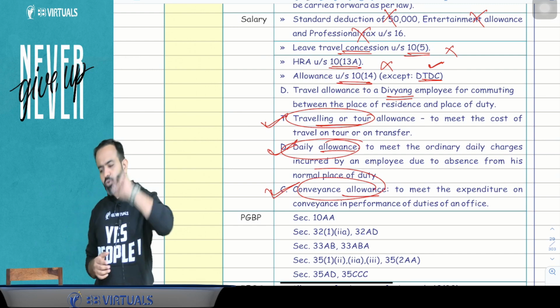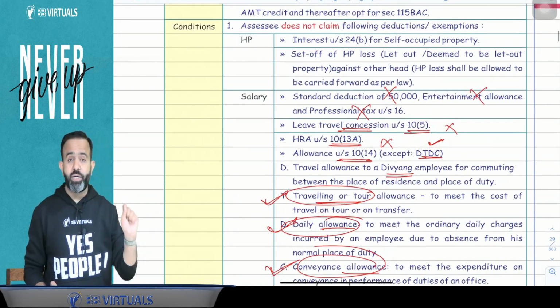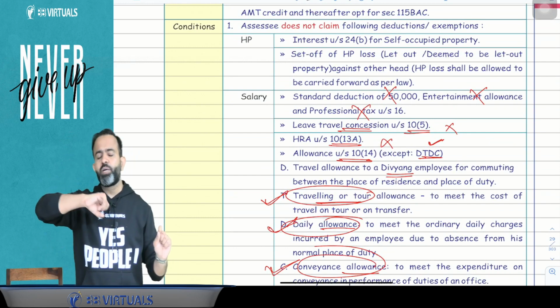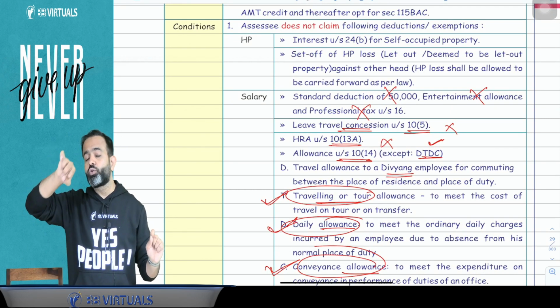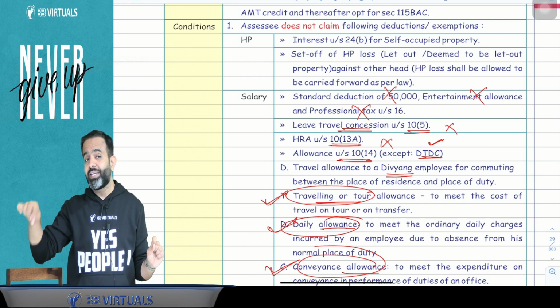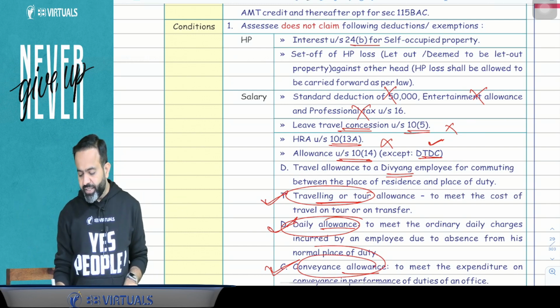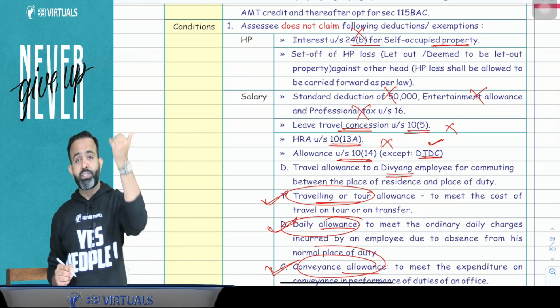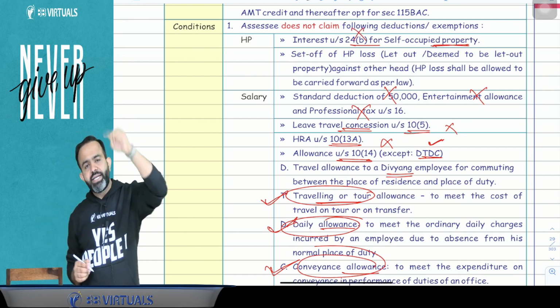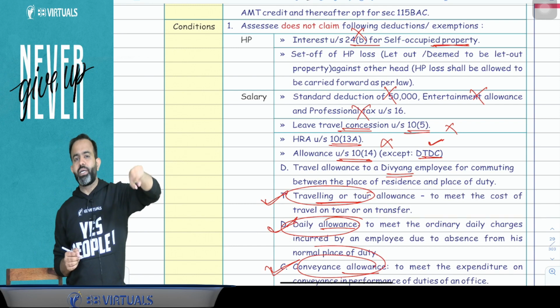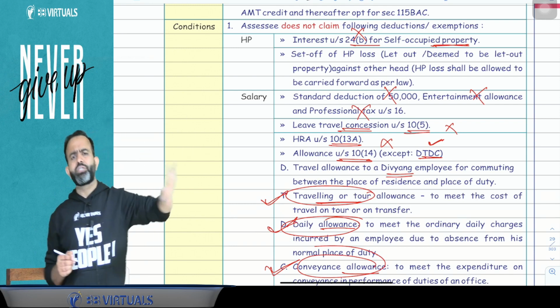Now guys, always remember, under the head house property, in case of a self-occupied property, you know that 30,000 or 2 lakh rupees interest deduction is allowed. That is not allowed here. Under section 24B, in case of self-occupied property, interest deduction is not allowed. But in case of let-out property and deemed let-out property, that is LOP and DLOP, you can claim the interest deduction.